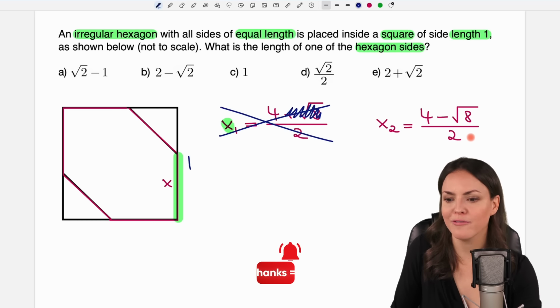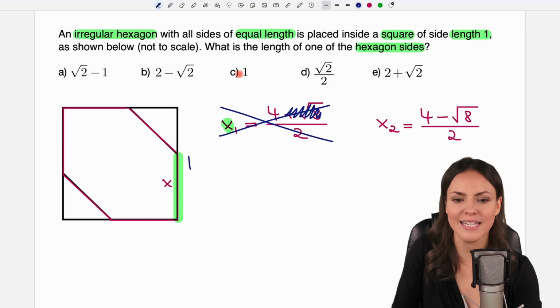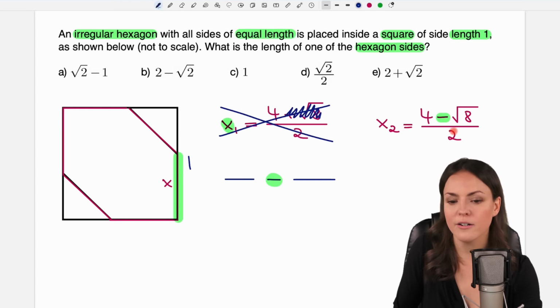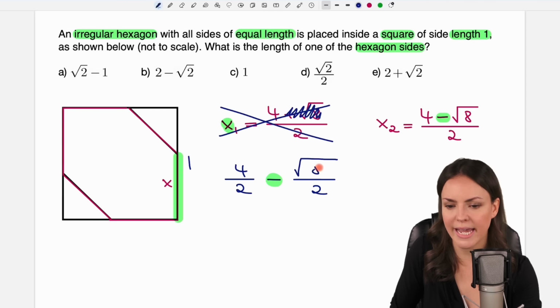Okay, so what about our second solution? Well, let's simplify it and see if we get one of these answers here. We have one big fraction and we have this minus here in the numerator, so we can write this one big fraction as 2 smaller fractions that are connected with this minus here. The denominator stays the same and the first numerator is the first part and the second numerator is the second part, the square root of 8. Okay, let's calculate. 4 divided by 2 equals 2.